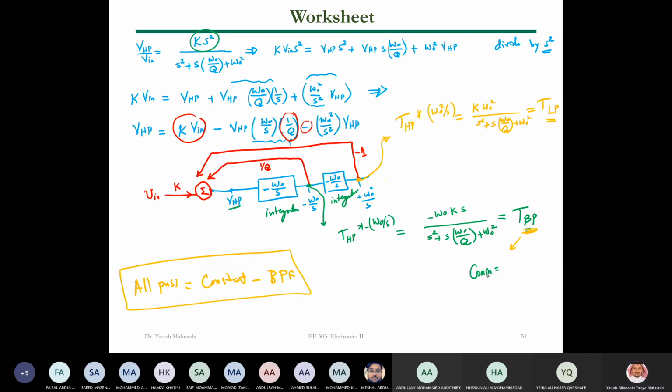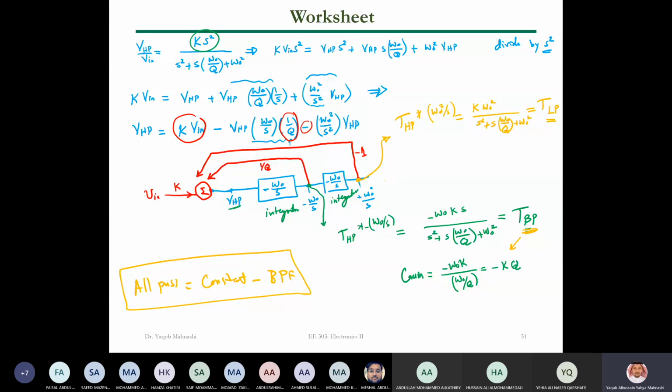Will be what? Q times K. It is minus omega Q, you can take the absolute value, that's fine. So minus omega Q over omega over Q, because the S term over the S term, the numerator and the denominator here, and that will give you minus KQ.